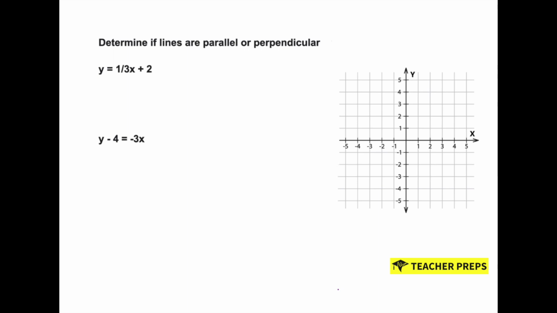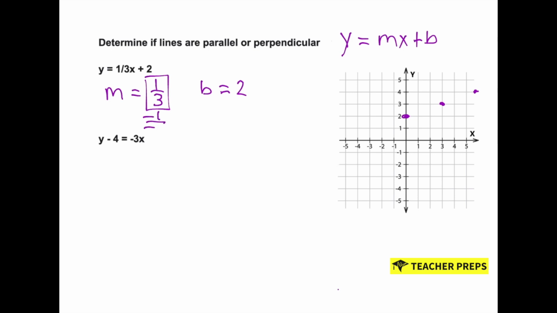This one says to determine if the lines are parallel or perpendicular as well. Again, let's put it in y equals mx plus b format if we can. This first one has an m, or our slope, of 1/3, and a b, or our y-intercept, of 2. So if we graph this, our starting point is 2 on the y-axis, and we're going to go up 1 and over 3. We could go in the other direction by going down 1 and backwards 3. Connect your dots and you have your line.